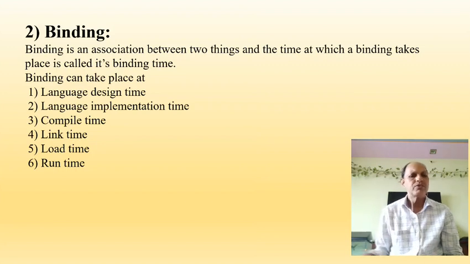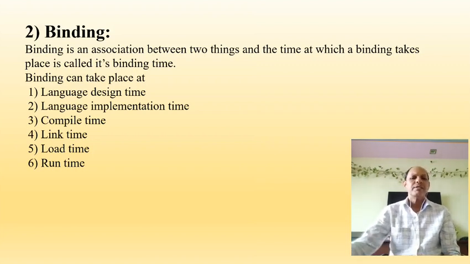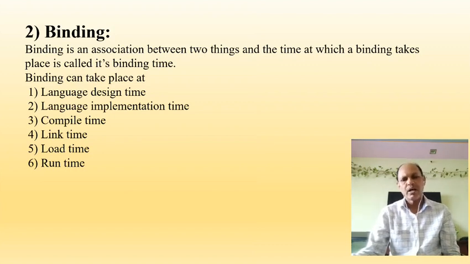Many properties of a programming language are defined during its creation. For instance, the meaning of keywords, and the size of data types. These properties are defined at language design time. So binding fixes a value or other properties of an object from a set of possible values.